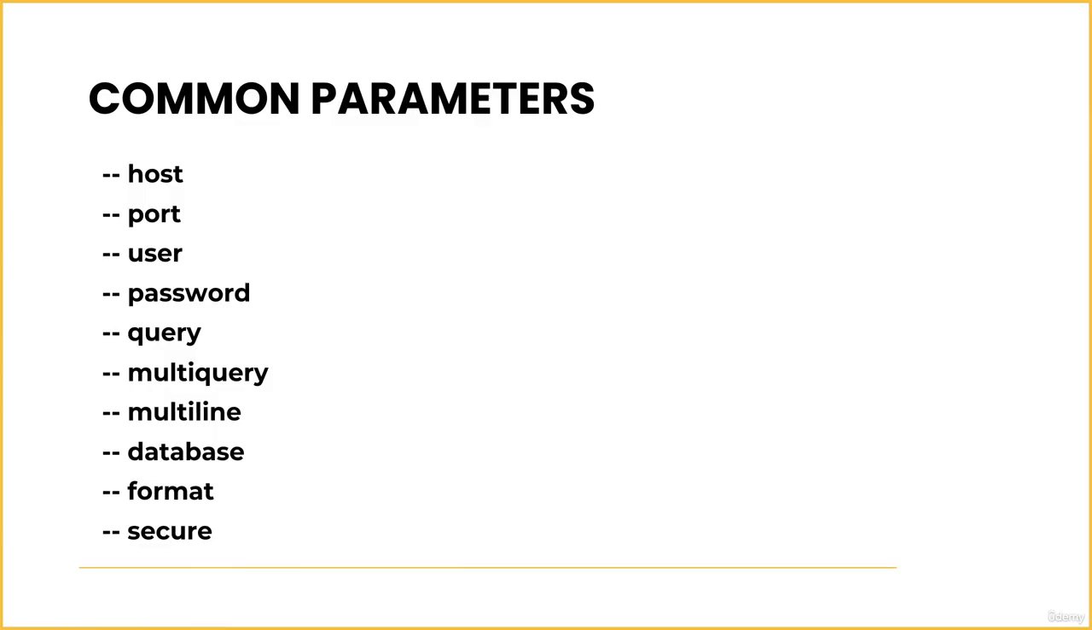So these are some of the important parameters that can be provided while invoking the ClickHouse client. We can specify the hostname of the ClickHouse server, the port number, username and password, the query to be executed in batch mode, the multi-line option, the default database to be chosen, the data format, and we can also specify if you have to make a secure connection via SSL TLS.